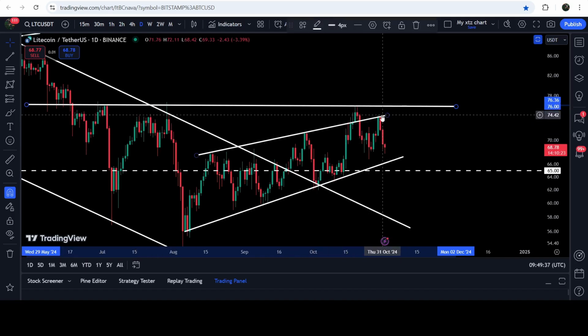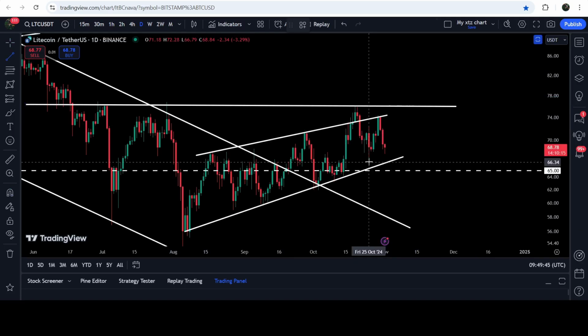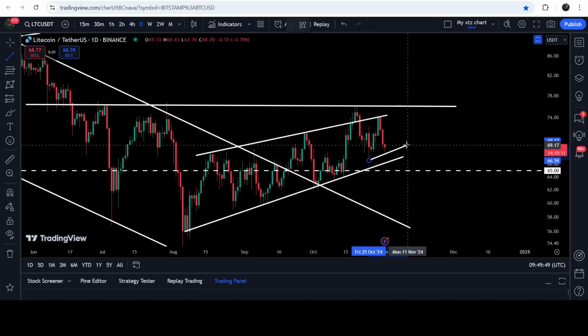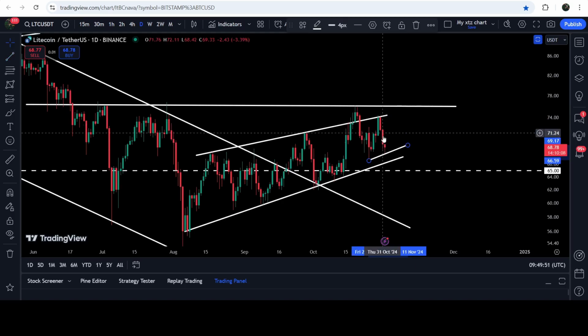And now after the rejection by the resistance of the wedge, once again the price is dropping down to hit the support. This time, by the way, you can see that so far we did not form a lower low than the previous low, and we are still forming a higher low than the previous low even after this price correction.